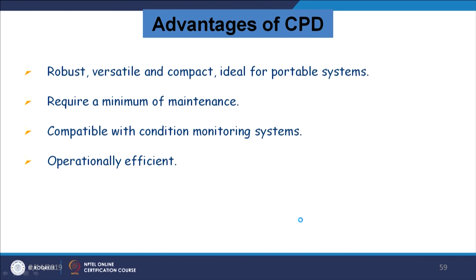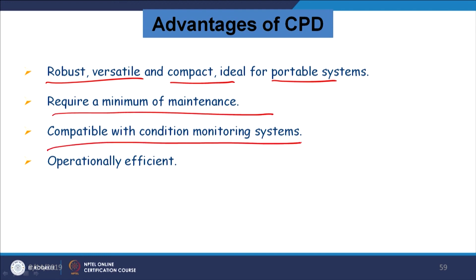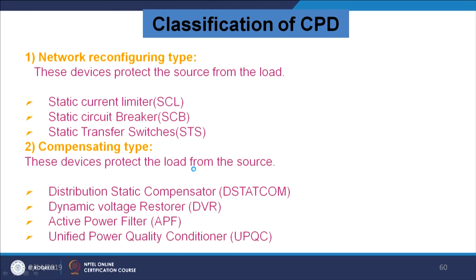So, why do we go for this solution? It is robust, versatile, compact, ideal, requires minimum maintenance, is capable of a condition monitoring system, and operationally it is effective. So, these are a few network configuration types. This type of device includes a static current limiter, static circuit breaker, and static transfer switch. In compensating type, it can be a DSTATCOM, a DVR, a shunt active power filter, or a UPQC. So, please recall and remember this slide, an MCQ question will come from this.